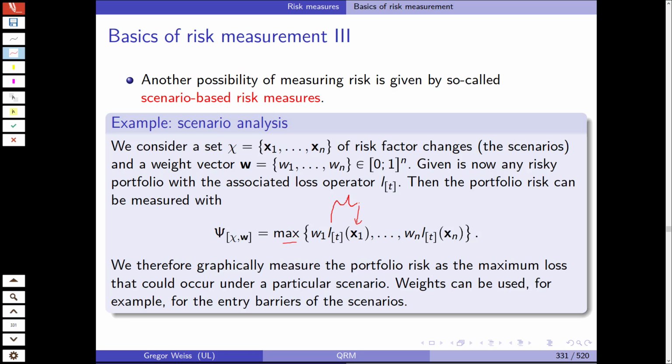So this will give us one loss, I call it L1. We weight it. So for example, we say this is a scenario x1 that has a probability of 1%. We have a scenario xn, which has a probability of, say, 99%. Then we plug it into the loss operator. We can see what potential losses would arise from this scenario. We weight it with 99%, and then we take the maximum out of this. Very simple approach. It's not really founded in economic theory, but it's very practical.